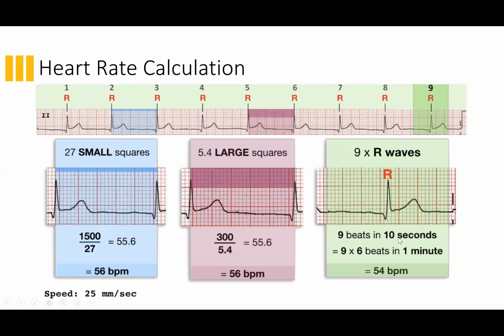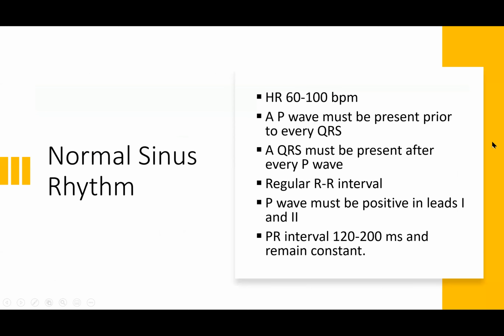The example they are giving here is 9 beats in 10 seconds. You multiply times 6, and it's going to be 154 beats per minute, okay? Only use that one for irregular rhythms, the other two for the regular rhythms. Now, I was saying that we're going to focus mostly on the normal sinus rhythm today.